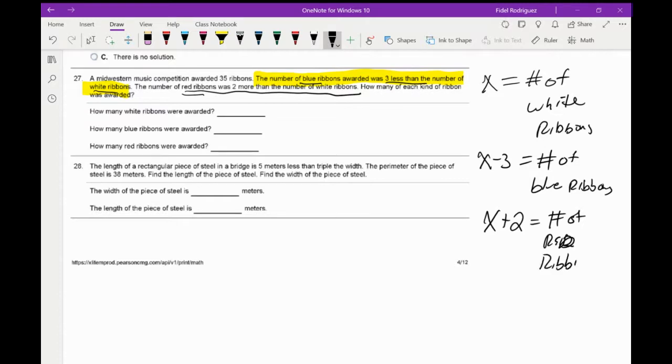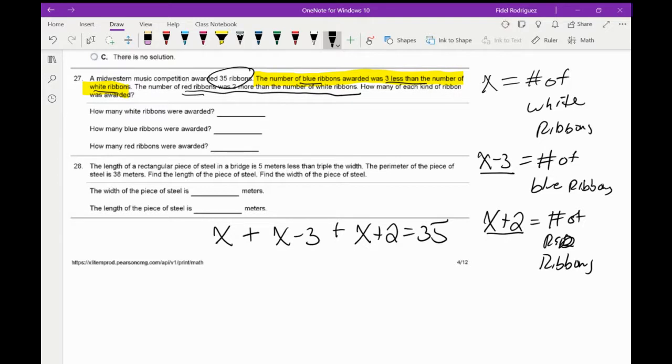would be the number of red ribbons. Okay. And we know we have a total of 35. So the way I'm going to write this out is the number of white ribbons, which is X, plus the number of blue ribbons, which is X minus three, plus the number of red ribbons, which is X plus two. This has to add up to 35.